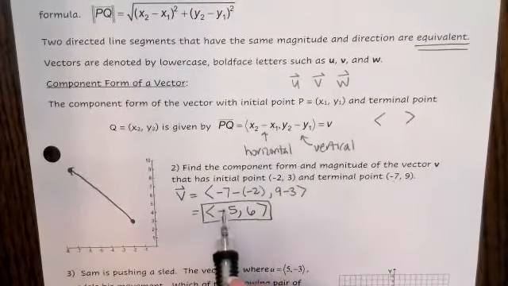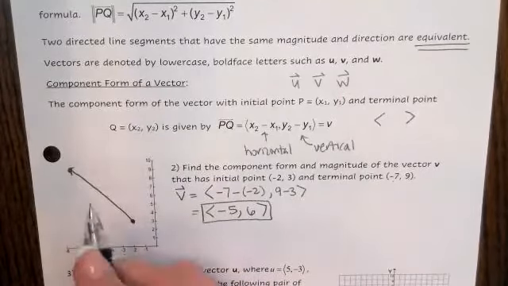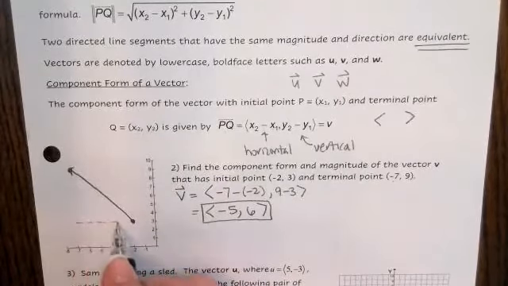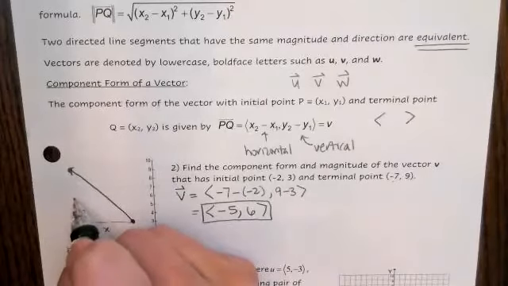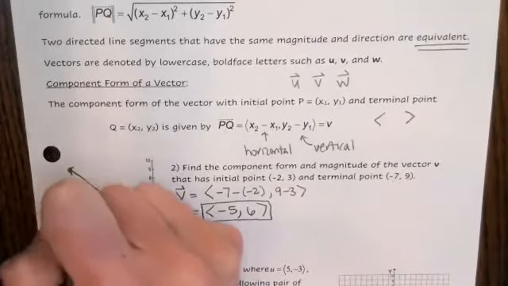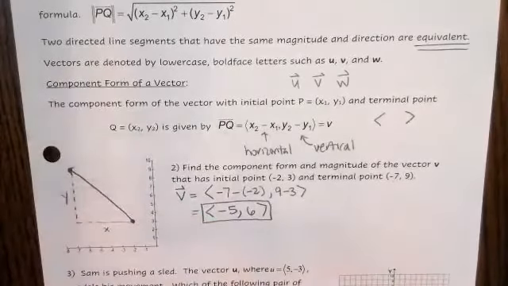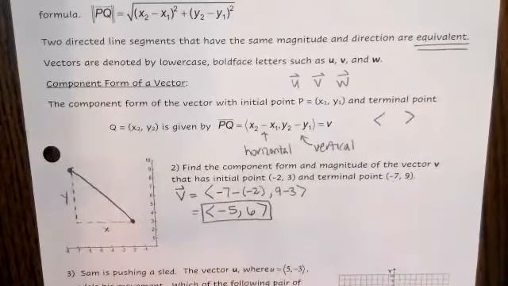This is -5, so I know it's going to the left. So 1, 2, 3, 4, 5. That's our x movement or horizontal. And then 6, 1, 2, 3, 4, 5, 6 gets us to our endpoint there. That is our vertical or our y movement. So that's what this is right here. It's giving us that horizontal and vertical for the direction of our vector.